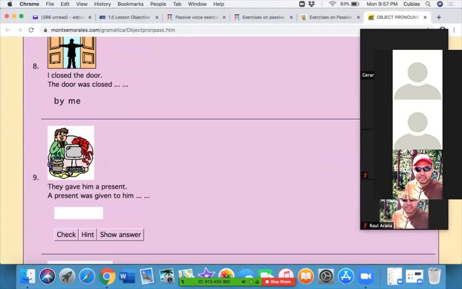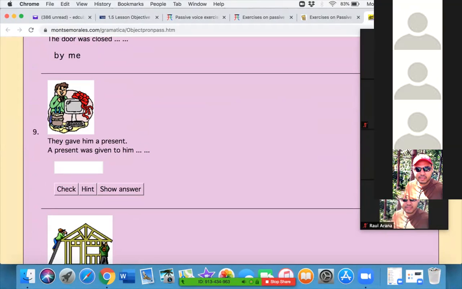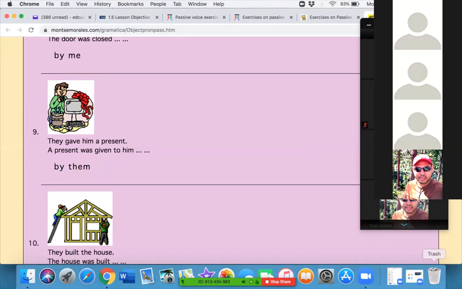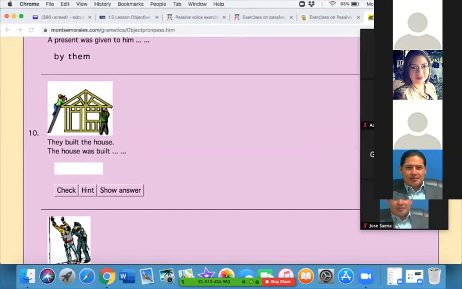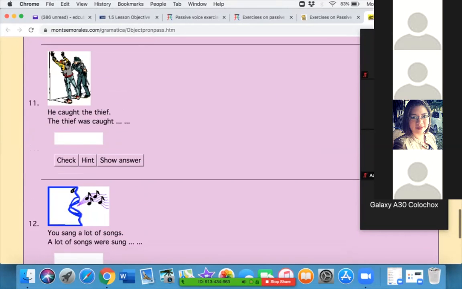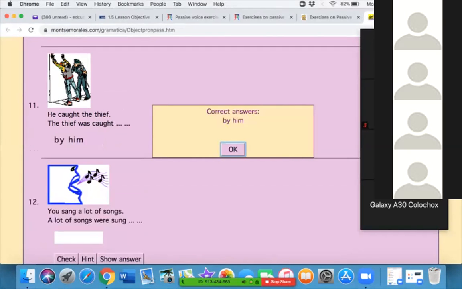Good. Number nine. Norma? A present was given to him. Them. Very nice. They tried to trick you with him, but no, it's by them. Very good. Raul, do you want to try number ten? The house was built by them. That is correct also. Excellent. Adriana, number eleven. The thief was caught by him. By him. Very good.